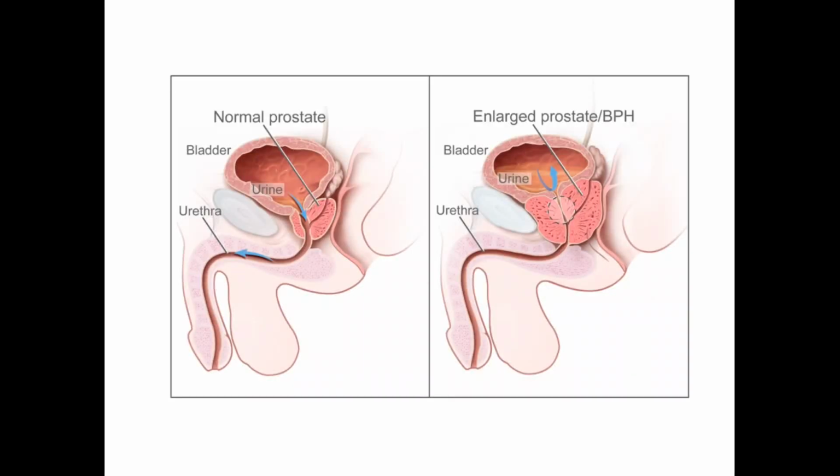Benign prostatic hyperplasia is seen in the transitional zone of the prostate. So commonly it is seen in the transitional zone, so there are three zones of the prostate: peripheral zone, central zone and transitional zone. So BPH is seen in the transitional zone.